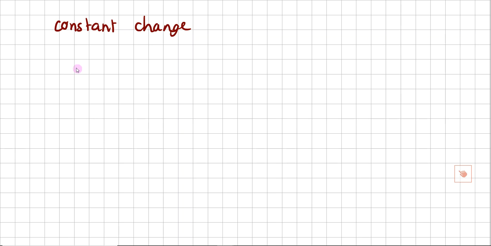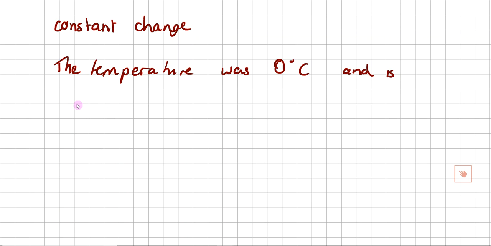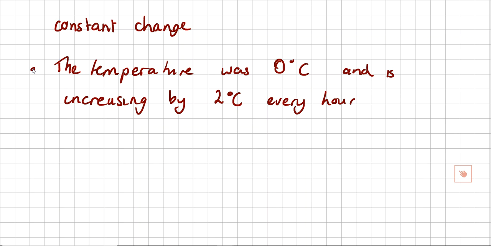Right. So, it should go with F, yeah? So, let's write it down. The temperature was 0 degrees C, okay? And is increasing by 2 degrees C every hour. So that's the first thing that we want.